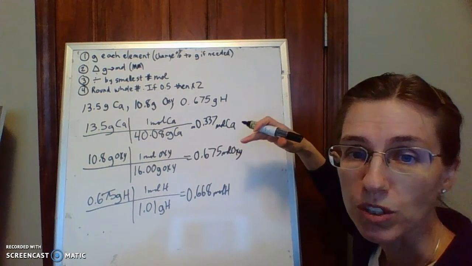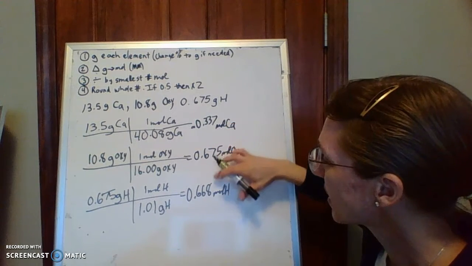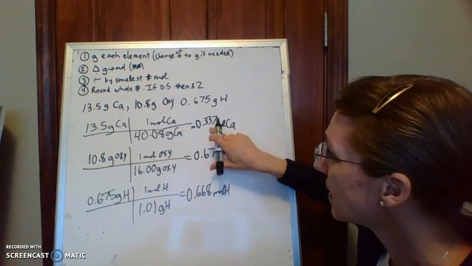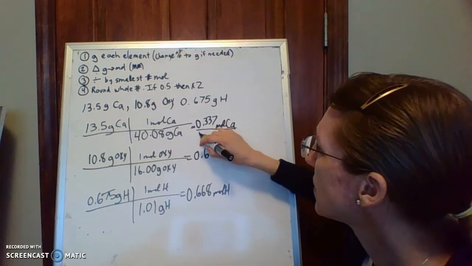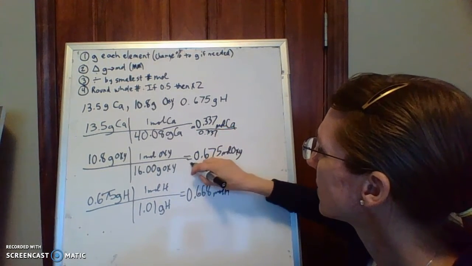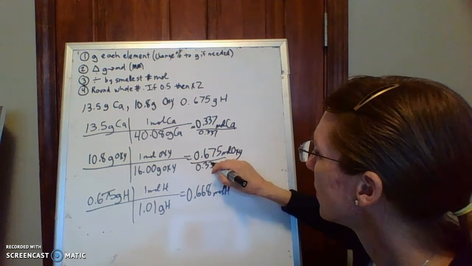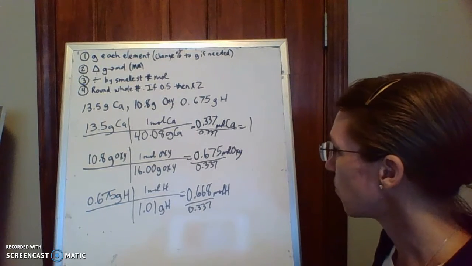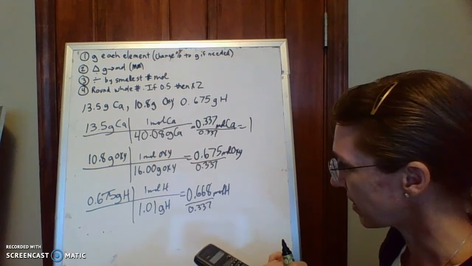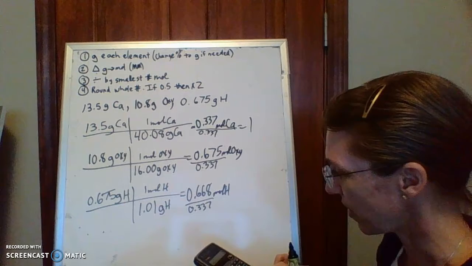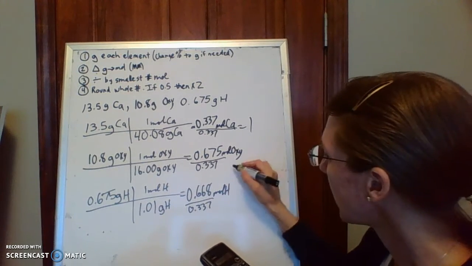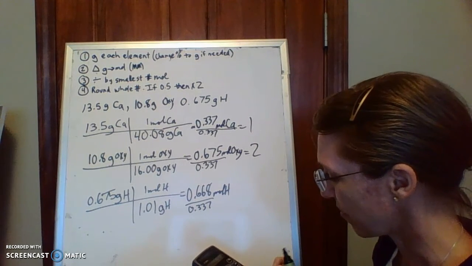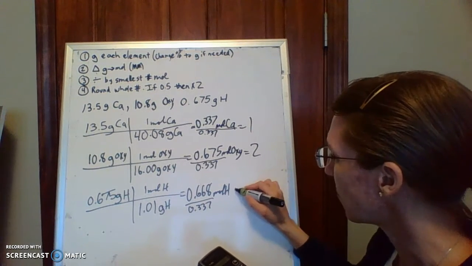Now we're going to look at our final answers here for all the moles. We're going to choose the smallest one. This is 0.337, this one's the smallest one. So we're going to take all of these and divide it by the 0.337. We're going to do it up there, we're going to do it here, and we're going to do it here. That one's obviously a 1. Let's go ahead and do this other one, 0.675 divided by 0.337. And we end up with a 2. 0.668 divided by 0.337. We basically end up with 1.98.